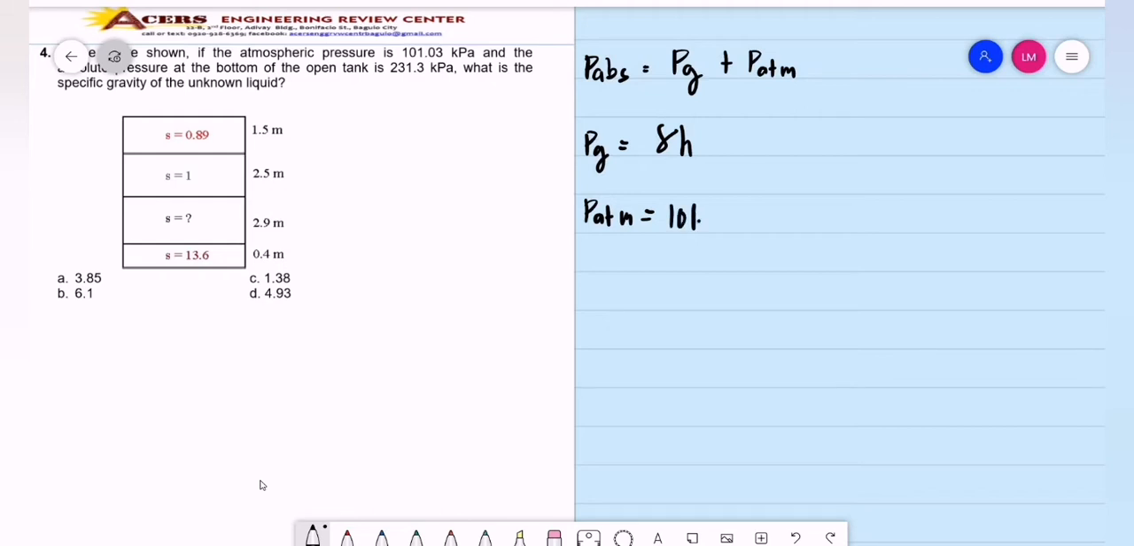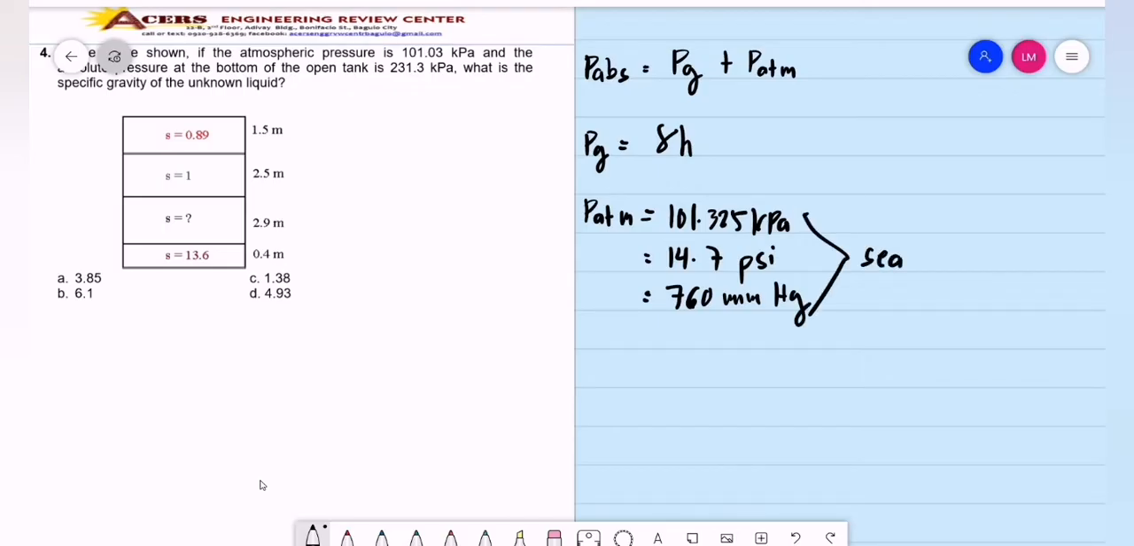That is 101.325 kilopascals, or in English units, 14.7 pounds per square inch, or I also express it in terms of the height of mercury, that is 760 millimeters of mercury. So take note, these pressures are at sea level. If not given, we are to use these constants. So let's have this sample problem.